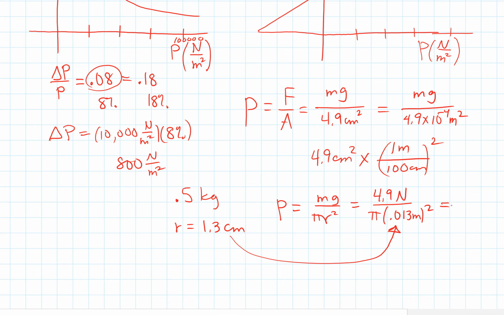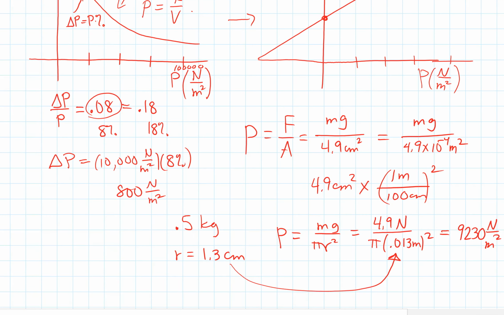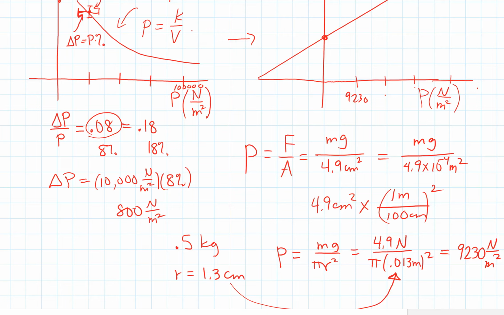So by the way, if this is all right for you and you want to fast forward a little bit, that's totally fine. So 4.9 divided by pi times 0.013 squared is going to give me 9,230 newtons per meter squared, and that's just for my first point, and all the others will be multiples of that. So like I said, you're going to get up to about 90 or 100,000.